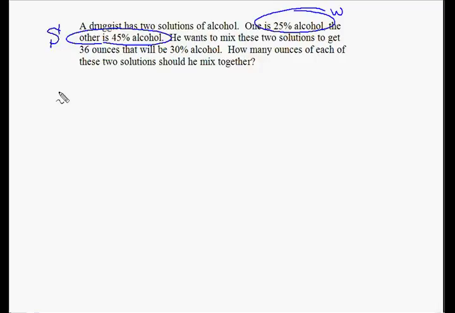We now need to write an equation for the amounts. So we do not know how much of this weak solution nor how much of the strong solution we need to mix together. But when we're all done, we should only have 36 ounces. That's our amount equation. Our value equation involves the value for each of these variables.